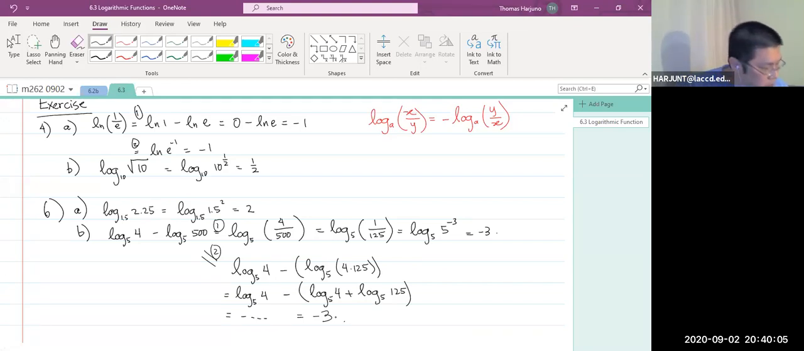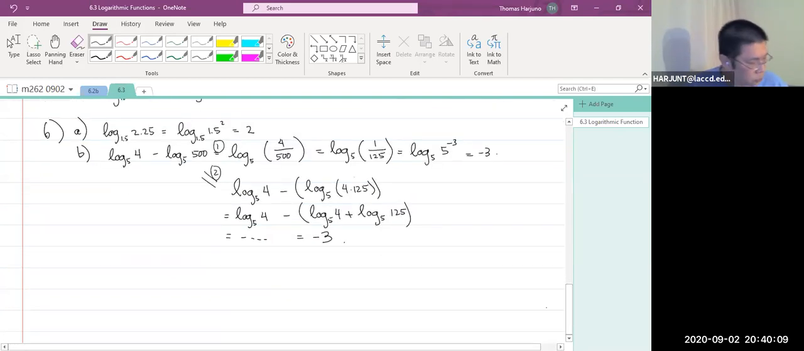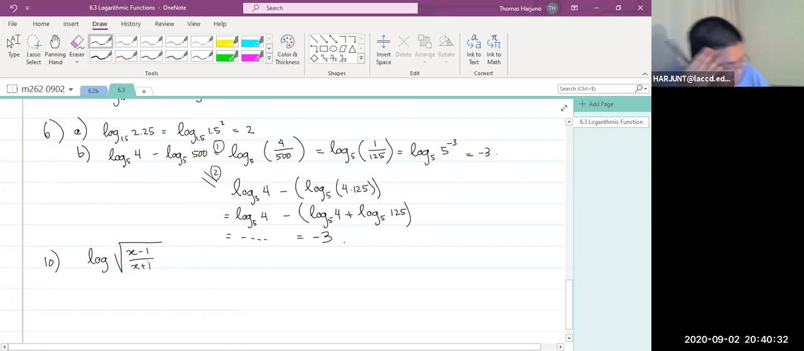Number 10, use the properties of logarithms to simplify or to expand the quantity. Number 10, log of the square root of (x minus 1) over (x plus 1). Wow. How to do this one?